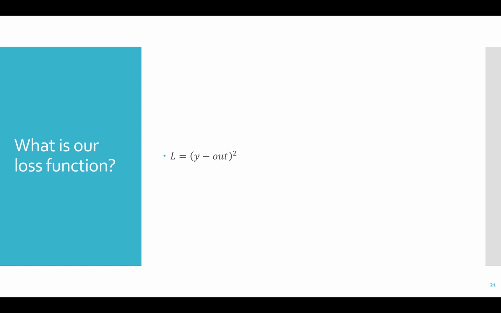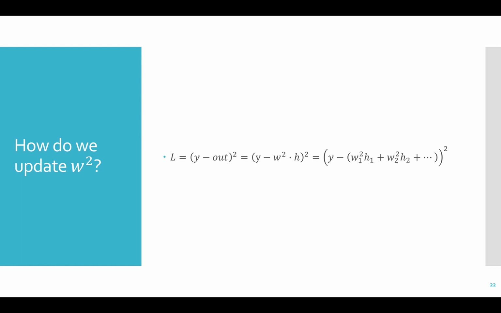If we use the terminology from our network, we would replace y hat with out. Expanding this, like we did before, we get the following. Remember that the network output is just a function of the input and the weights. Now we need to take the derivative of this function with respect to our weights so we can update them.